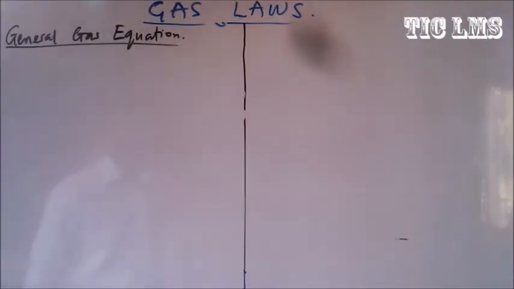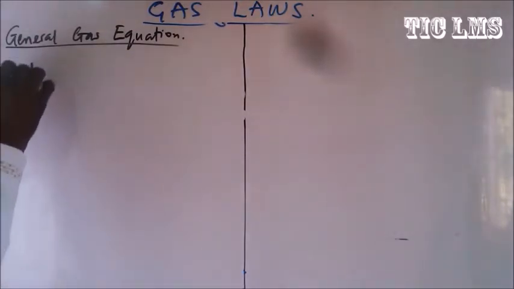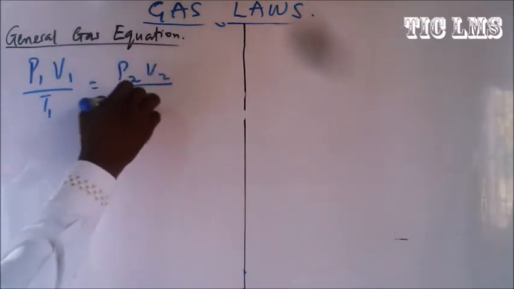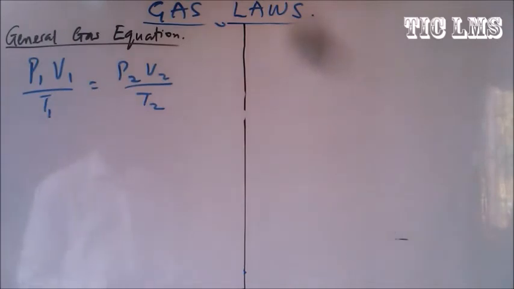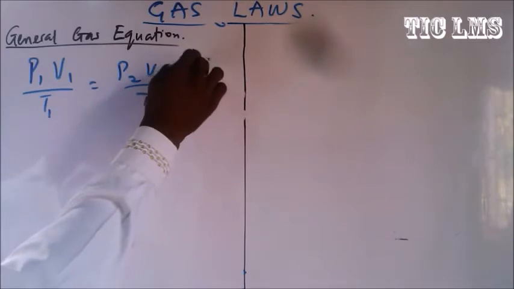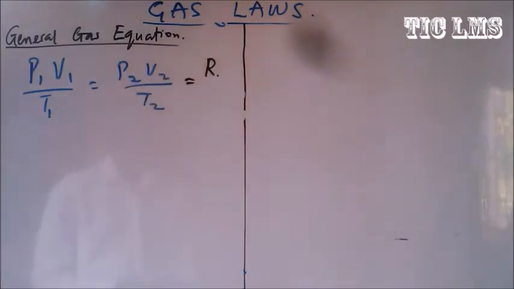Next, move on to the general gas equation. The general gas equation is gotten from the combination of Boyle's law and Charles' law. And it is simply gotten by saying that P1 V1 over T1 equal to P2 V2 over T2. And so this is the formula which will be used to solve questions that relate Boyle's law and Charles' law. Now we have that this equal to this and is also equal to a constant, which the constant here is R.